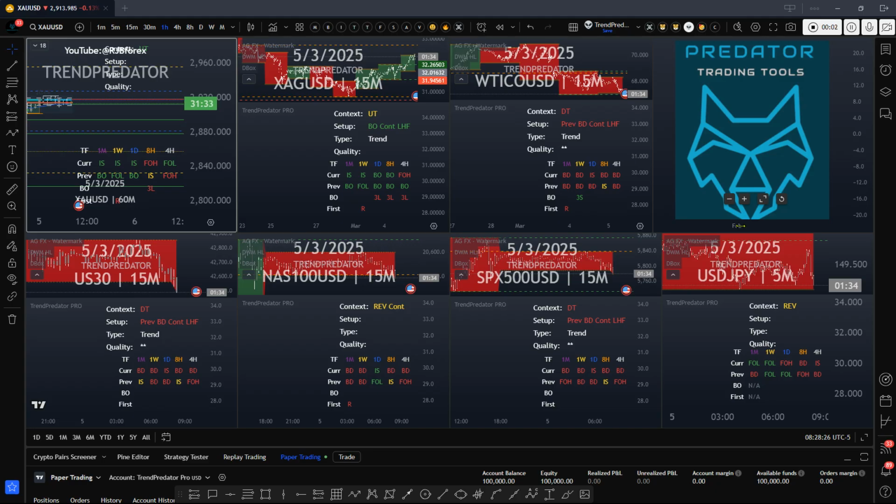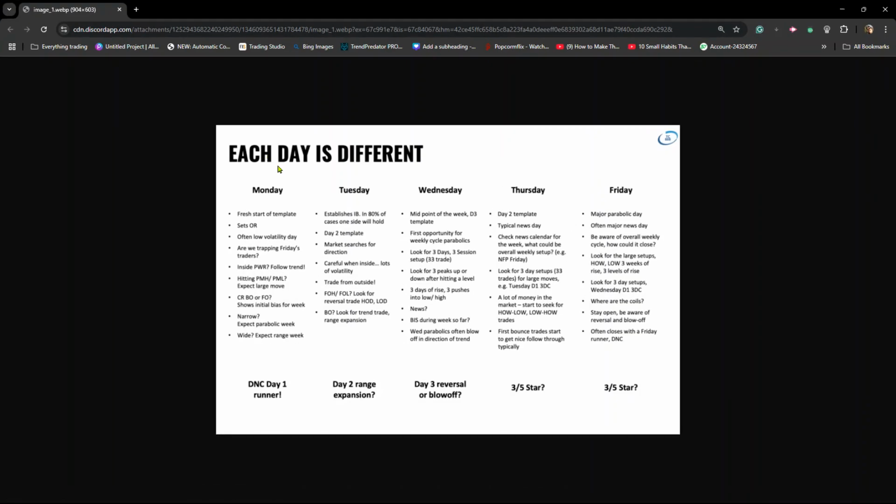Good morning, traders. Midweek, first week of a new month, and each day has a characteristic. Wednesday, the day that we're on now in New York, it's the midpoint of the week. It's day 3 of the week, a day 3 template. So, day 1, Monday, day 2, day 3, Wednesday. The first opportunity for a weekly cycle parabolic move.